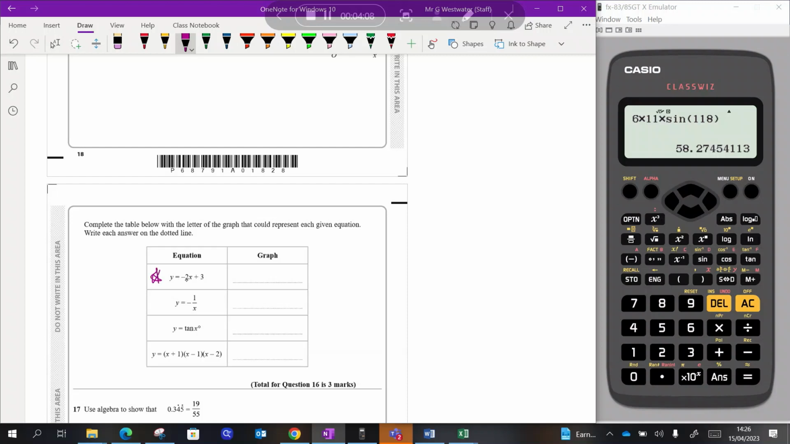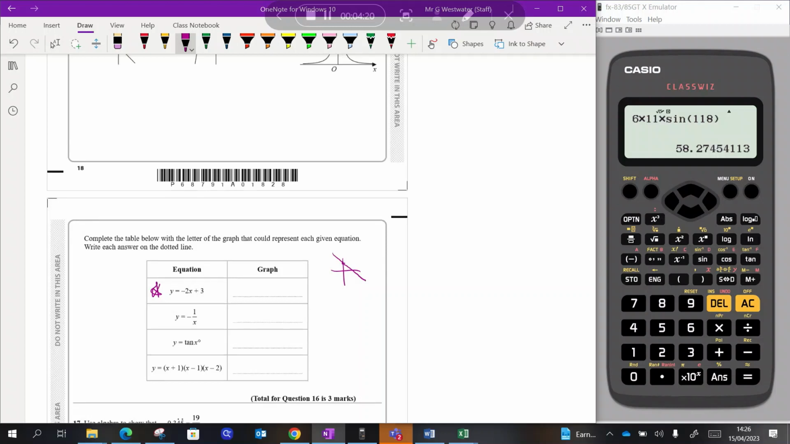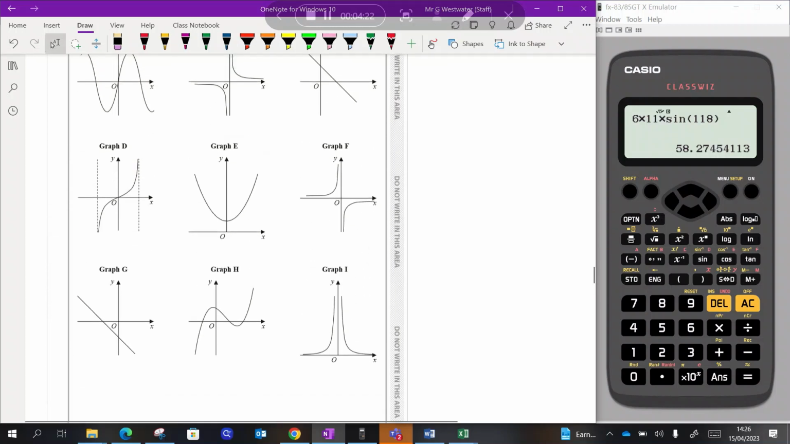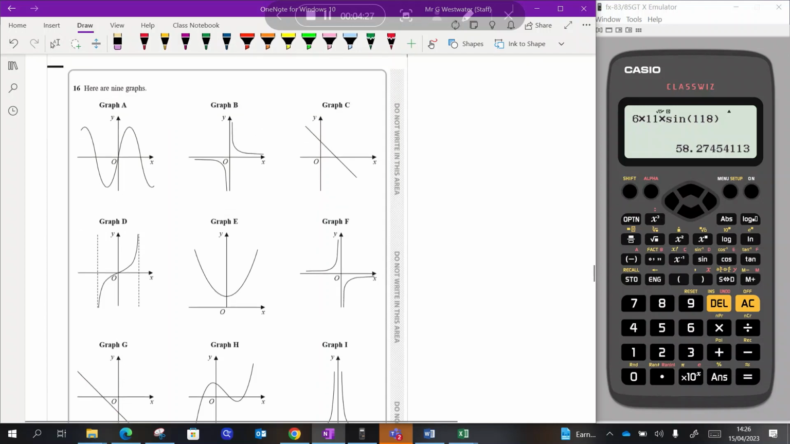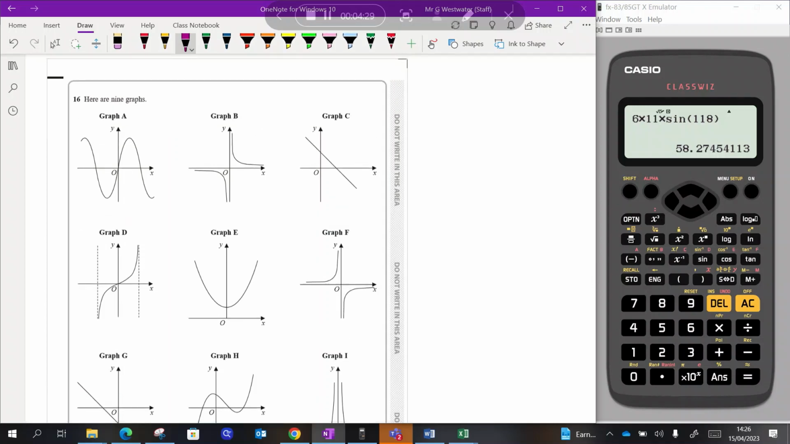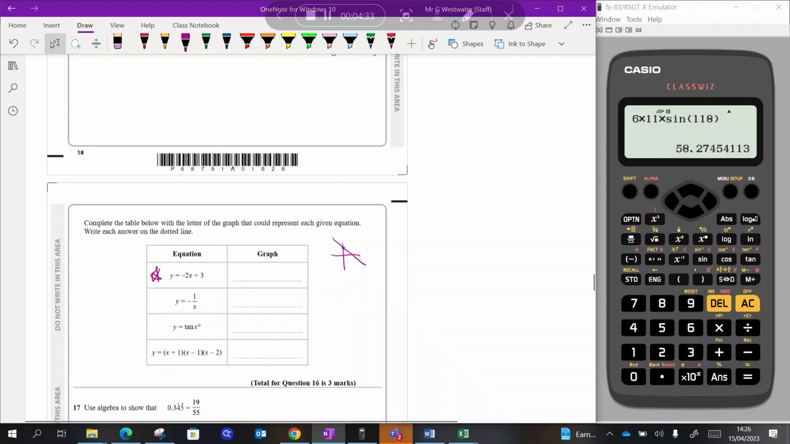This is a straight line graph because it's in the form of y equals mx plus c, where we have a positive y-intercept, so something like that, but a negative gradient. So I'm looking for something that might resemble that sort of shape. Here we've got a negative graph, but it doesn't have a positive gradient, so it's not G, but it could be C, couldn't it? There's a negative gradient passing through a positive line, so we're going to put C for this one.